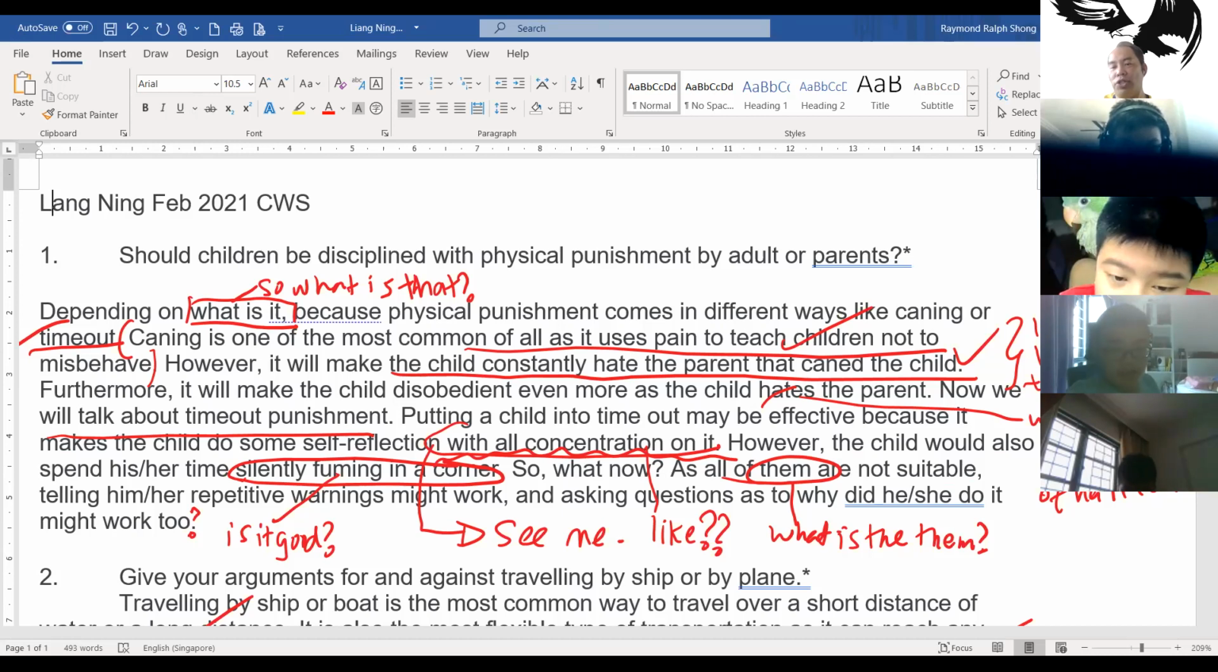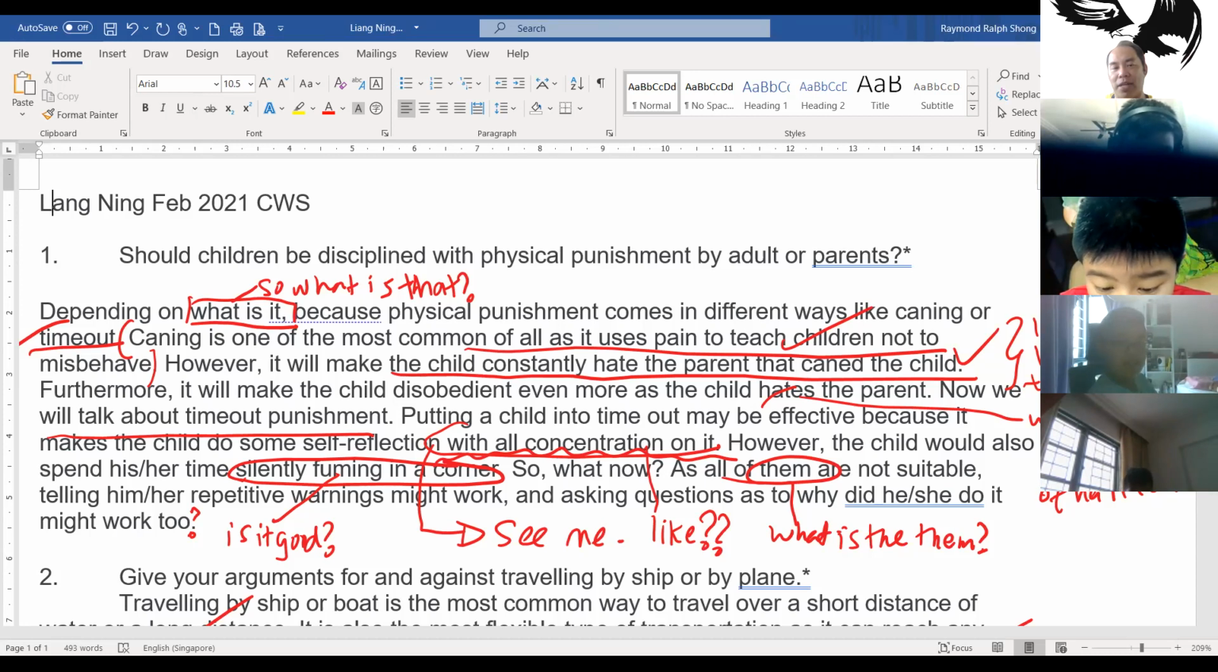So imagine your judge asks you, you talk to the judge, your lawyer, depending on what is it, my client made an offense. The judge will ask, so what offense is that? Which offense are you talking about? So you must be very specific. So depending on what nature of the punishments that you're going to mete out.